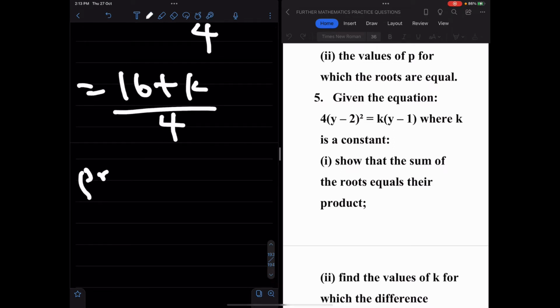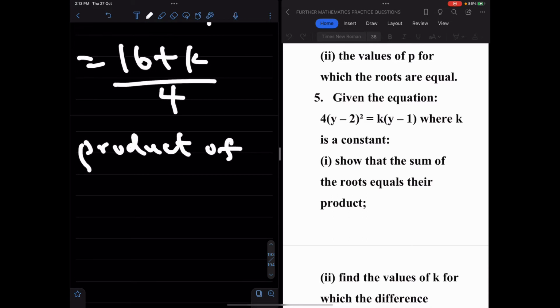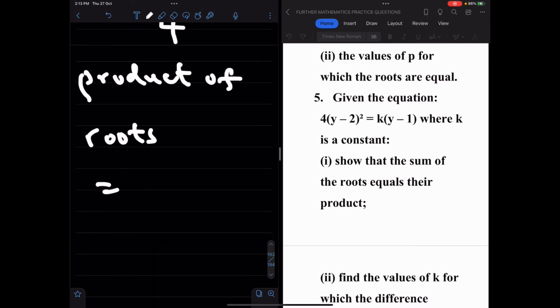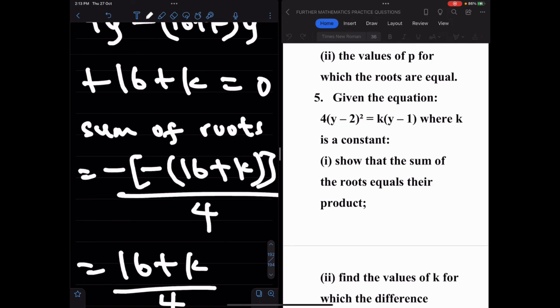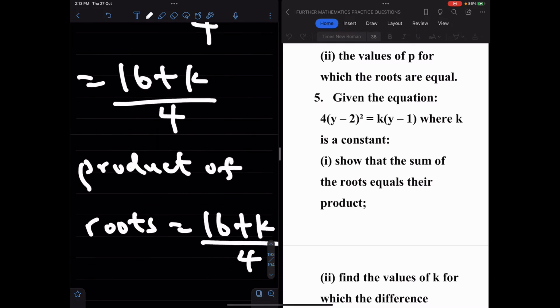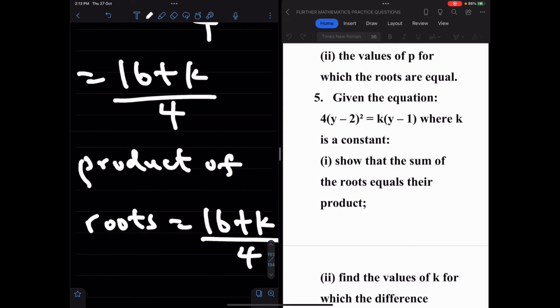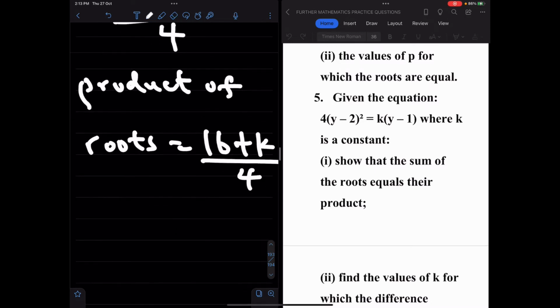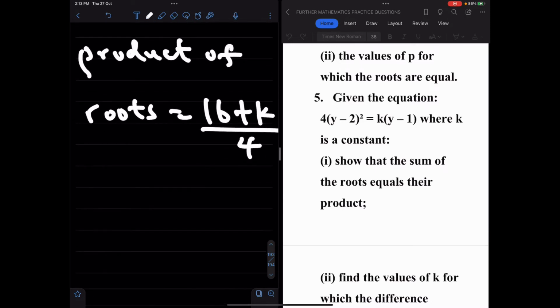Now product of roots, we have to show that the sum and product of roots are the same. Product of roots equals c over a, which is 16 plus k over 4. 16 plus k, this is c, and this is a. So product of roots, which is c over a, is the same as 16 plus k over 4. And we can see that that's the same as sum of roots. Sum of roots is 16 plus k over 4, and product of roots is also equal to 16 plus k over 4. Therefore, sum of roots is the same as product of roots.